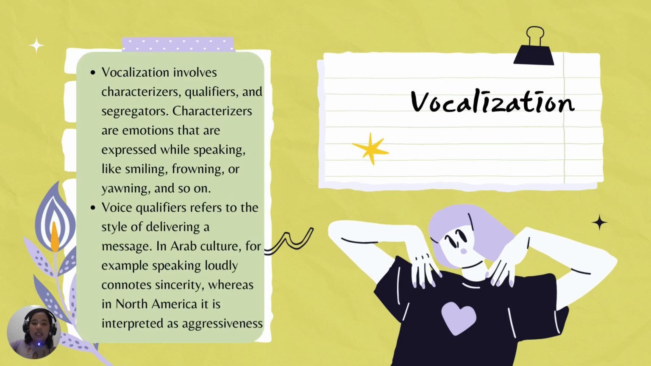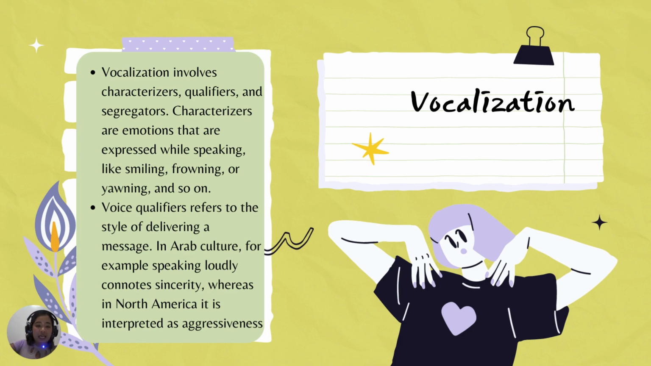Okay. Next one is the vocalization. The vocalization is basically involving characterizers, qualifiers, and segregators. Characterizers are basically where we put language into emotions that are expressed, like speaking, smiling, frowning, or yawning. So we have a different type of voice when we show that. So that's under vocalization. Another is the voice qualifiers.